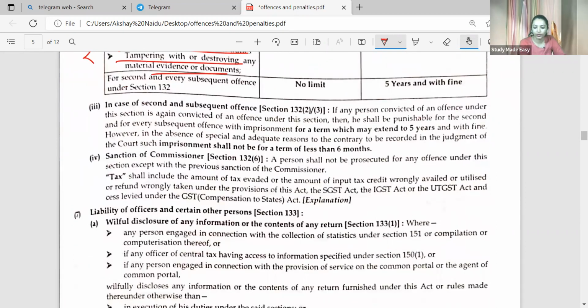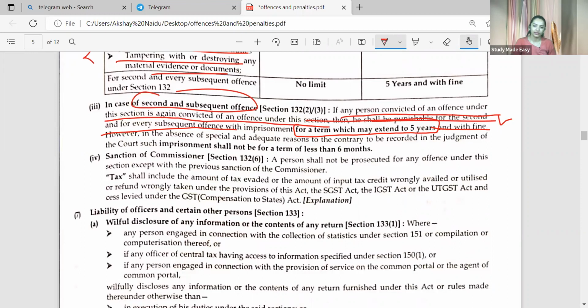मैम, second and subsequent offense? अरे तुम रिपीट कर रहे हो, वही चीज रिपीट कर रहे हो, एक बार बोला उसके बाद फिर भी वही रिपीट कर रहे हो. तो in such a case, if a person convicted of an offense under this section is again convicted of that offense, he shall be punishable for the second and every subsequent offense with imprisonment for a term that may extend to 5 years with a fine. Fine is compulsory. अगर आप रिपीट करते हो ऑफेंस, so if you are repeating the offense तो 5 years, may extend to 5 years. I am not saying exactly 5 years. May extend to 5 years and fine.